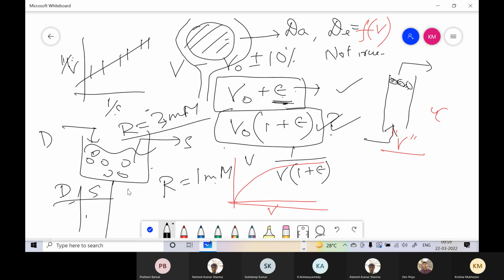Think about it. These are the kind of problems that you need to solve for internal diffusion. For external diffusion also, similar problems can be constructed. So let us stop here, sit down and solve problems.